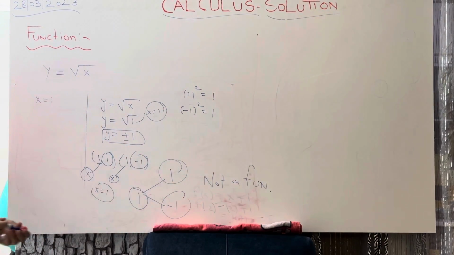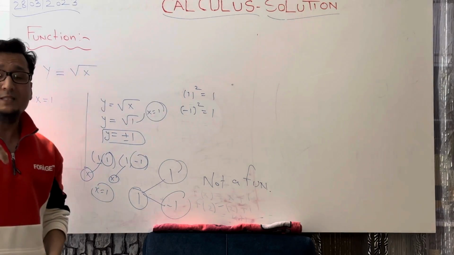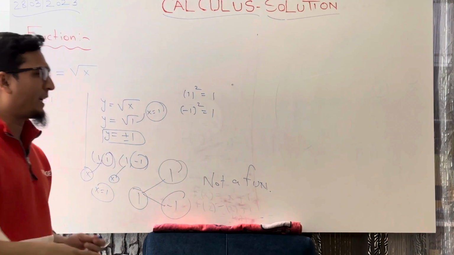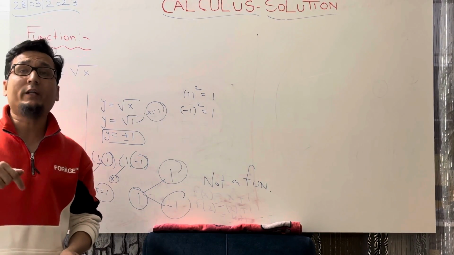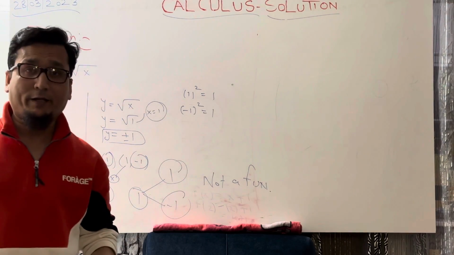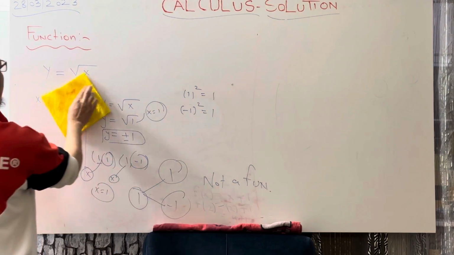This is the definition. One input must have one unique output. Okay, if one input has one output, we can say, yeah, this is a function. If one input has two output, it is not a function, right? Okay.